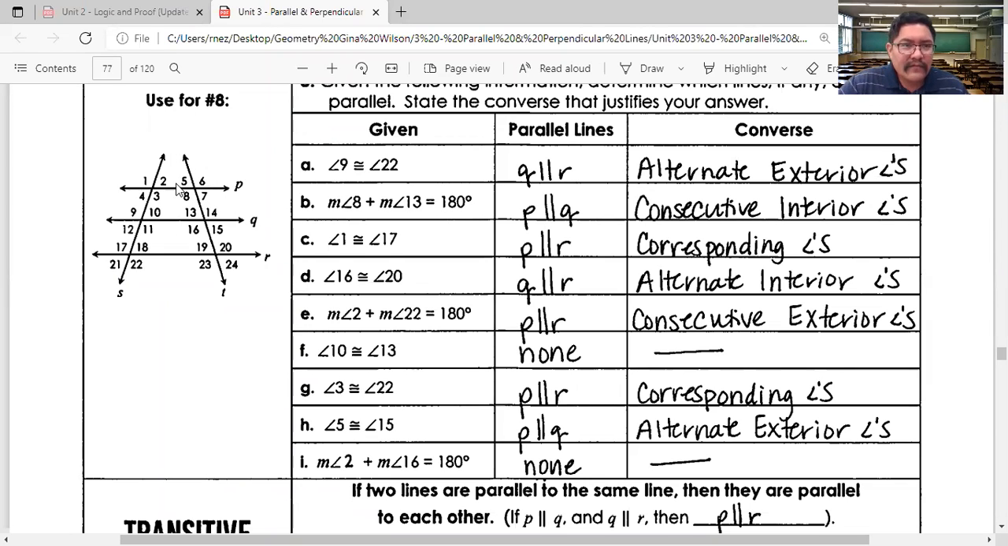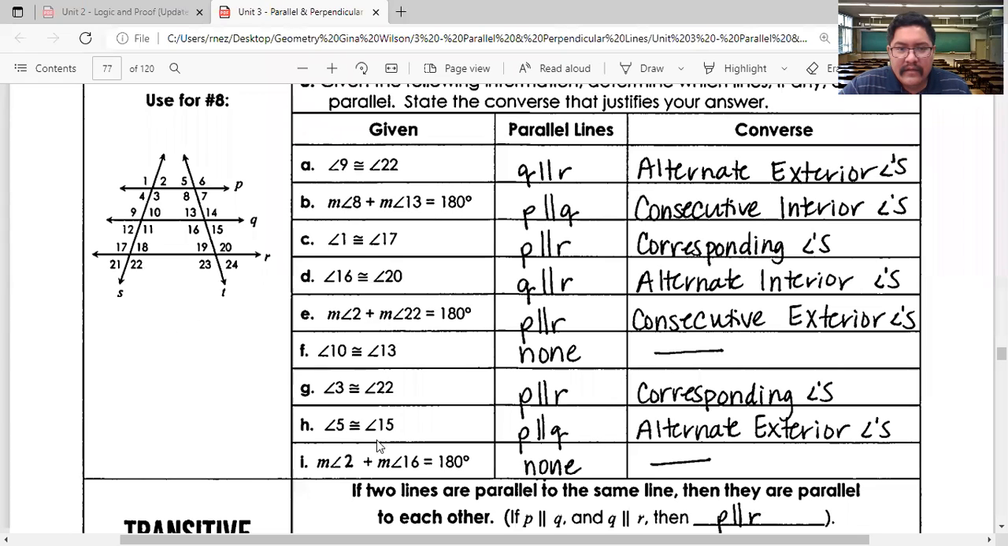5 and 15, so 5 here, 15, where's that at? Right over here, 5 and 15. So they're proving P and Q, so P and Q are the parallel ones, and T is the transversal. They're on opposite sides, so one is on the upper left, and this one's on the lower right, and they're on the outside of P and Q. So that makes them alternate exterior angles.